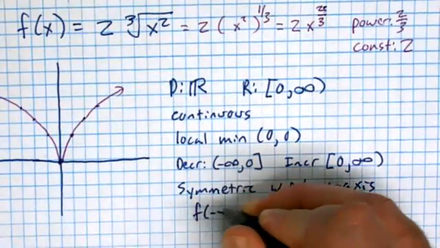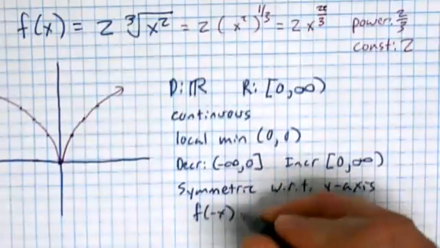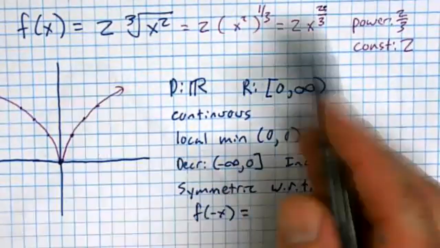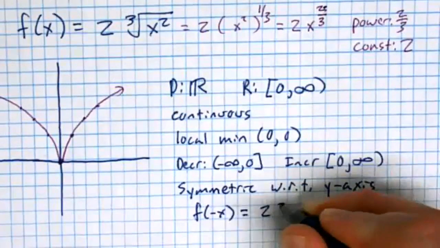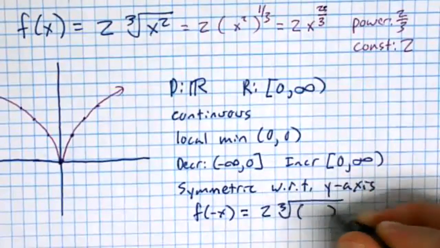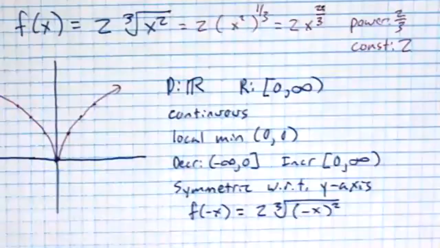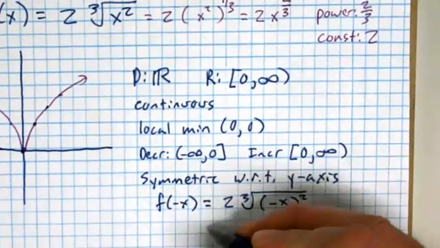We always start checking even and odd algebraically by writing f of negative x, and then take negative x and plug it in for x. Any one of these versions would be fine. I'm going to go with this one here: 2 times the cube root of parentheses negative x squared. And then simplify that.